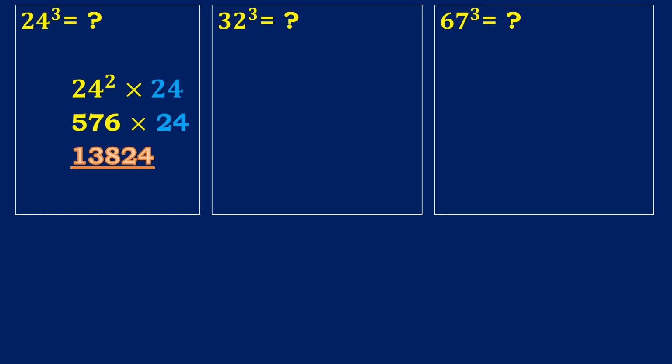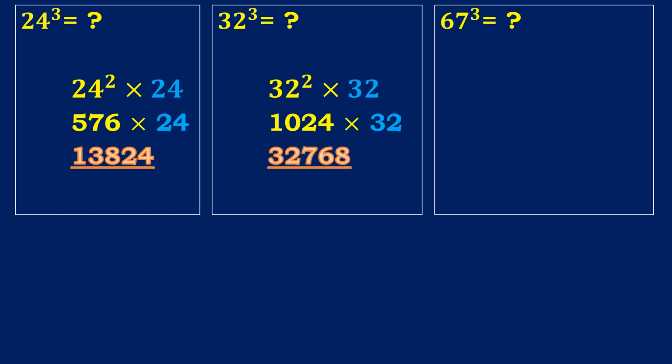Let's look at another example to understand the cube concept. What is the 32 cube? 32 cube can be written as 32 square into 32. We already know that 32 square is 1024. 32 cube can be taken as 1024 into 32. Then, 1024 into 32 is 32,768. Then the answer for 32 cube is 32,768.